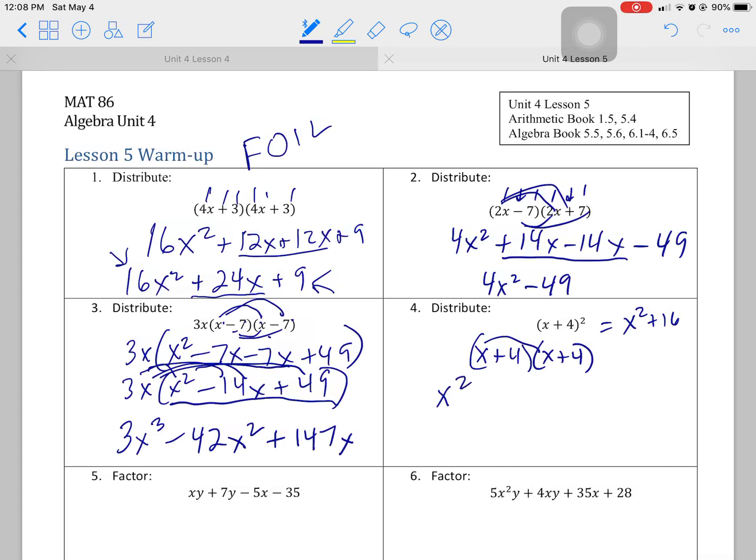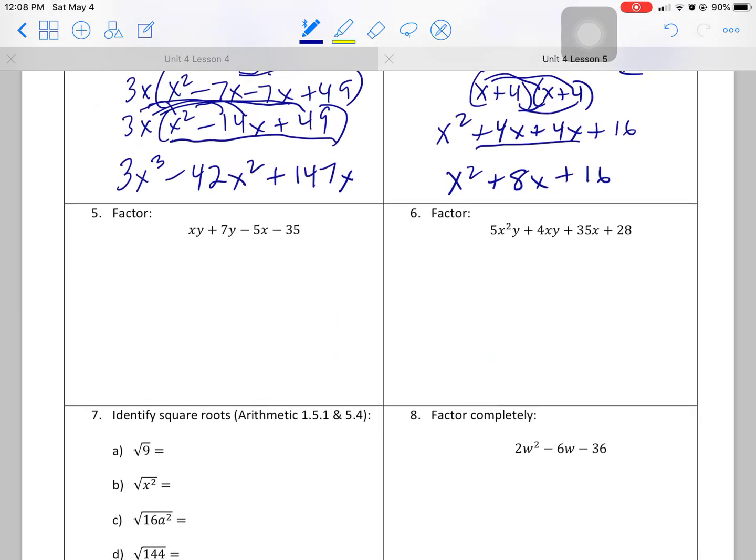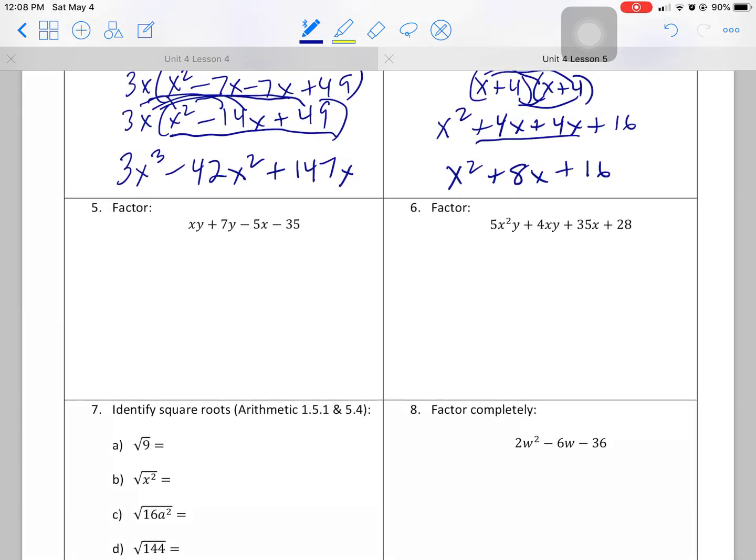So let's see, that would be x squared, that would be plus 4x plus 4x plus 16. So my final answer would be x squared plus 8x plus 16. So definitely not that, okay? Can't shorthand that way.